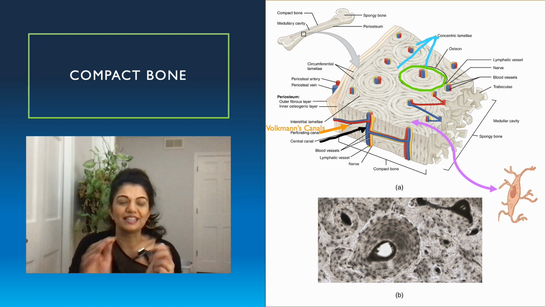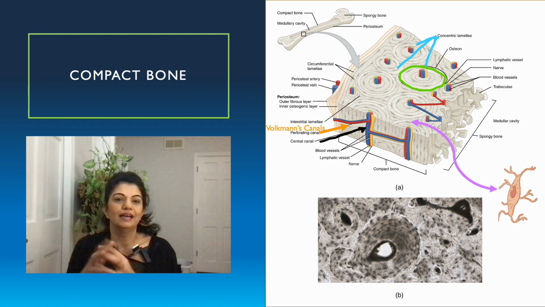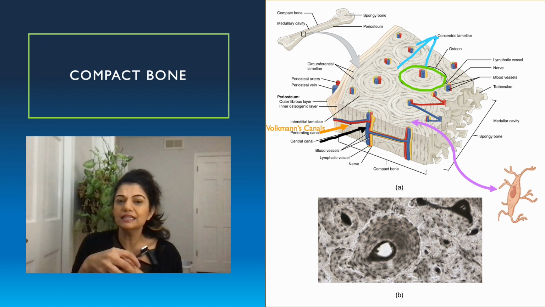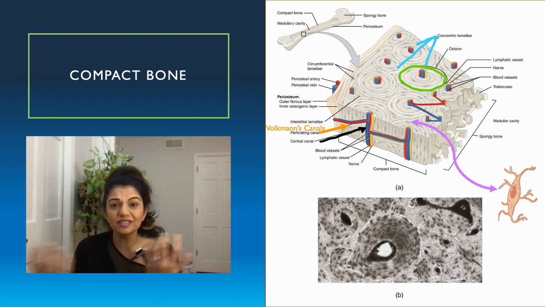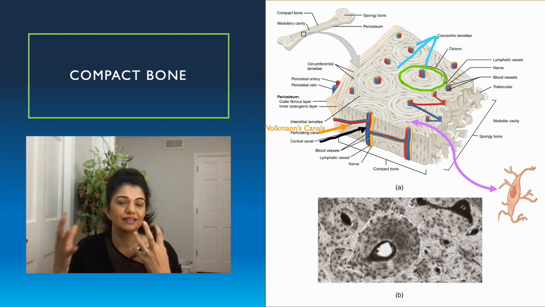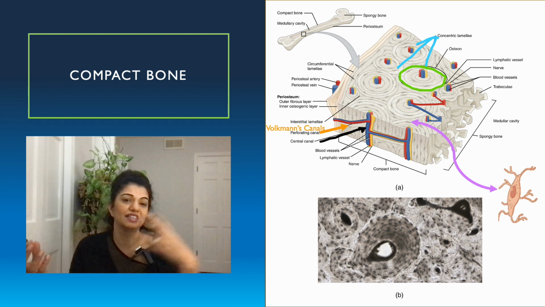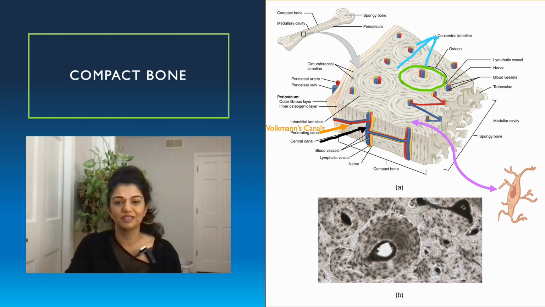But anyway, I digress. So this system allows everything to be connected and transported. So the osteocytes can be transported and waste can be removed. Hope that makes sense.